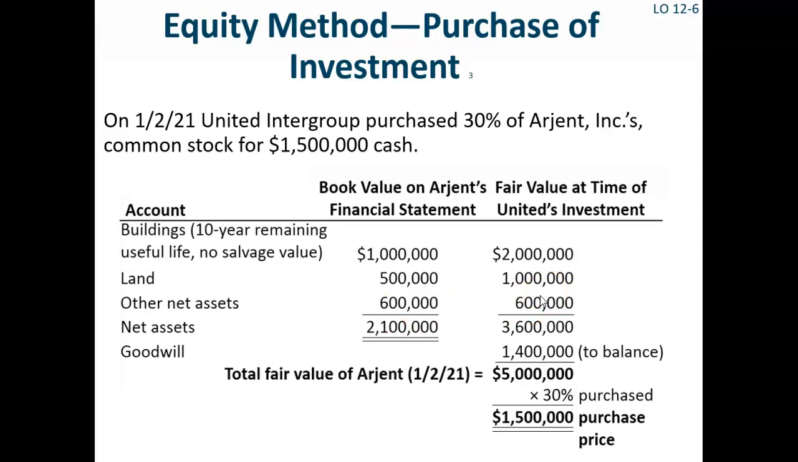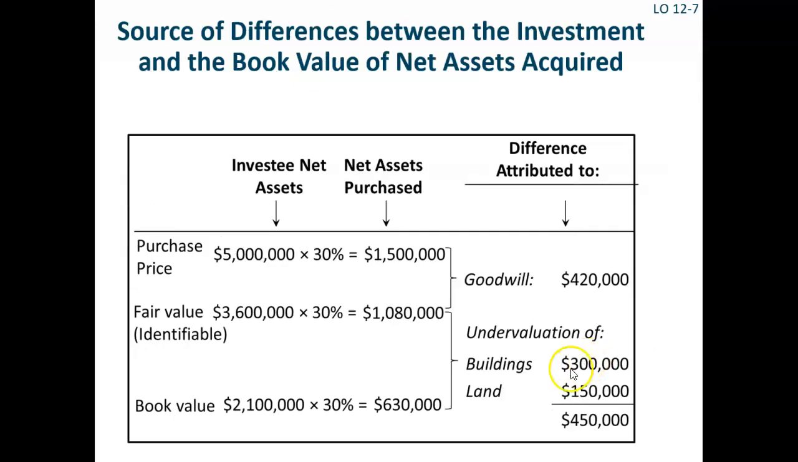So United's share of the entire undervalue of the identifiable net assets is attributed $300,000 to the buildings and $150,000 to land. And that's where these numbers in illustration 12:15 came from. Now let's see what adjustment, if any, United needs to make for these differences.